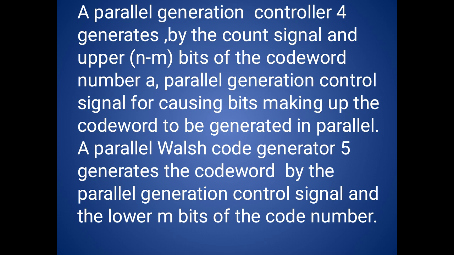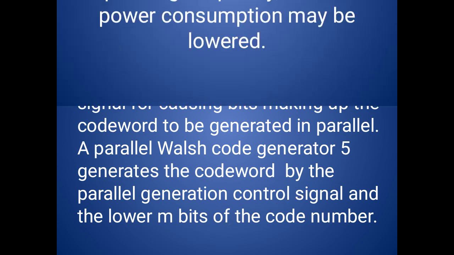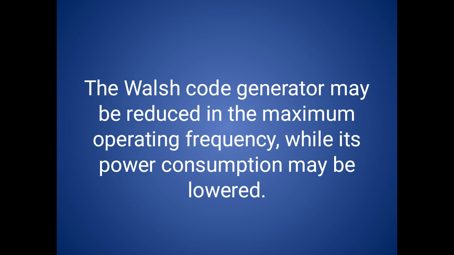There are 2 points in this. A parallel generation controller 4 generates, by the count signal and upper bits of the codeword number, a parallel generation control signal. In the first point he is talking about the controller; in the second point he is talking about the signal, for causing bits making up the codeword to be generated in parallel. A parallel Walsh code generator 5 generates the codeword by the parallel generation control signal and the lower number of bits of the code number. There are different versions like 4, 5, 3. Best used is 64 because it has many combinations at a time. The Walsh code generator may be reduced in the maximum operating frequency, while its power consumption may also be lowered.